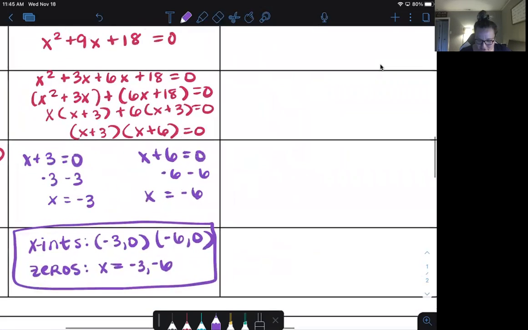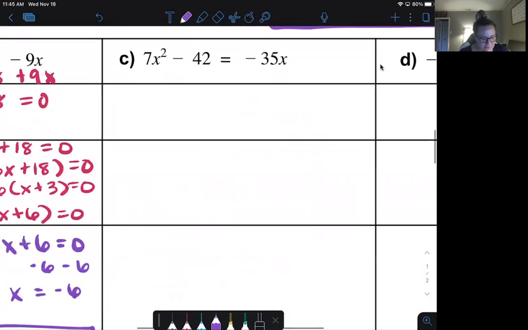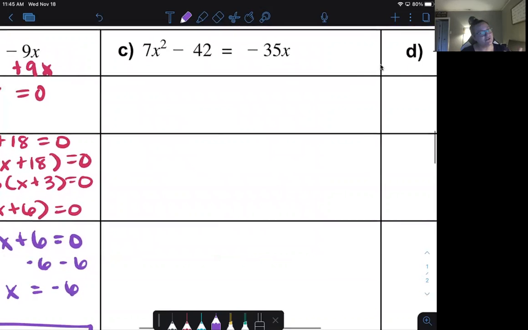All right, so why don't you go ahead and try a problem all on your own. Make sure you go through all 4 of those steps. Don't forget to write your answers in 2 ways, your x-intercepts and your zeros. Press pause and then press play when you're ready to check your work. Go ahead and give it a shot. You got this.